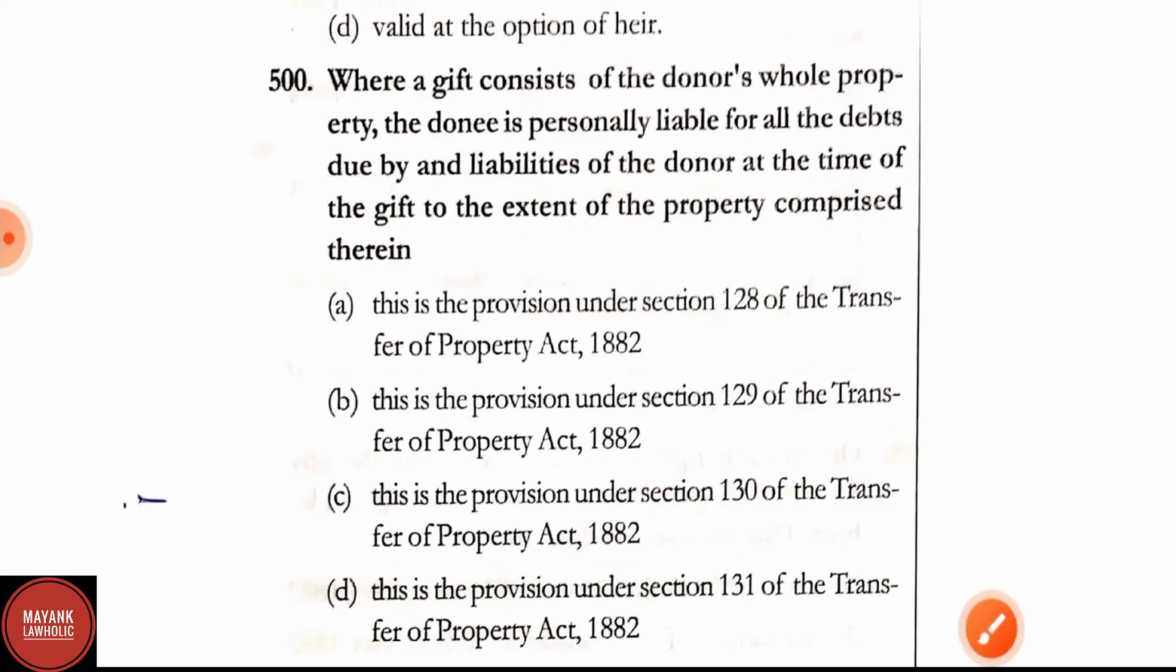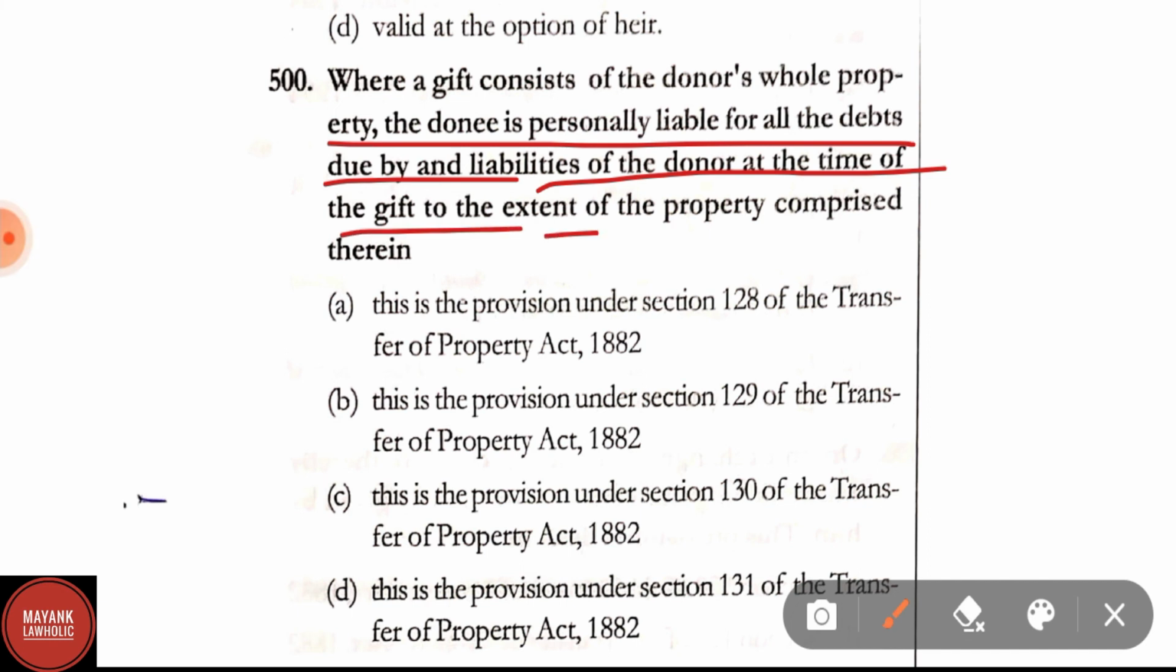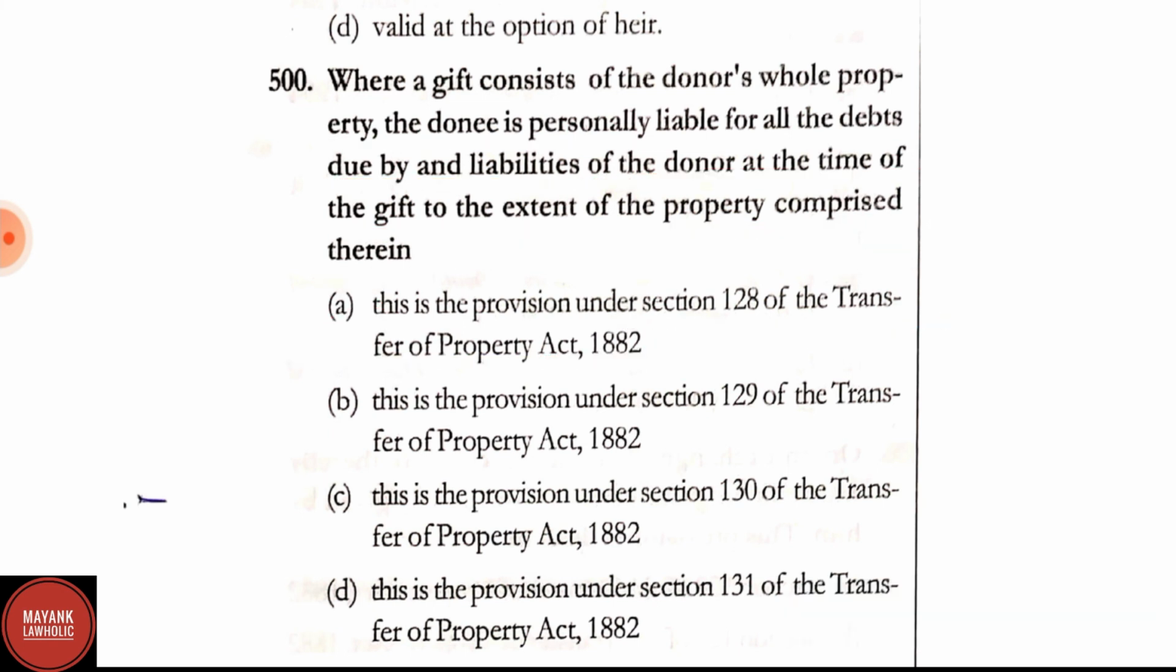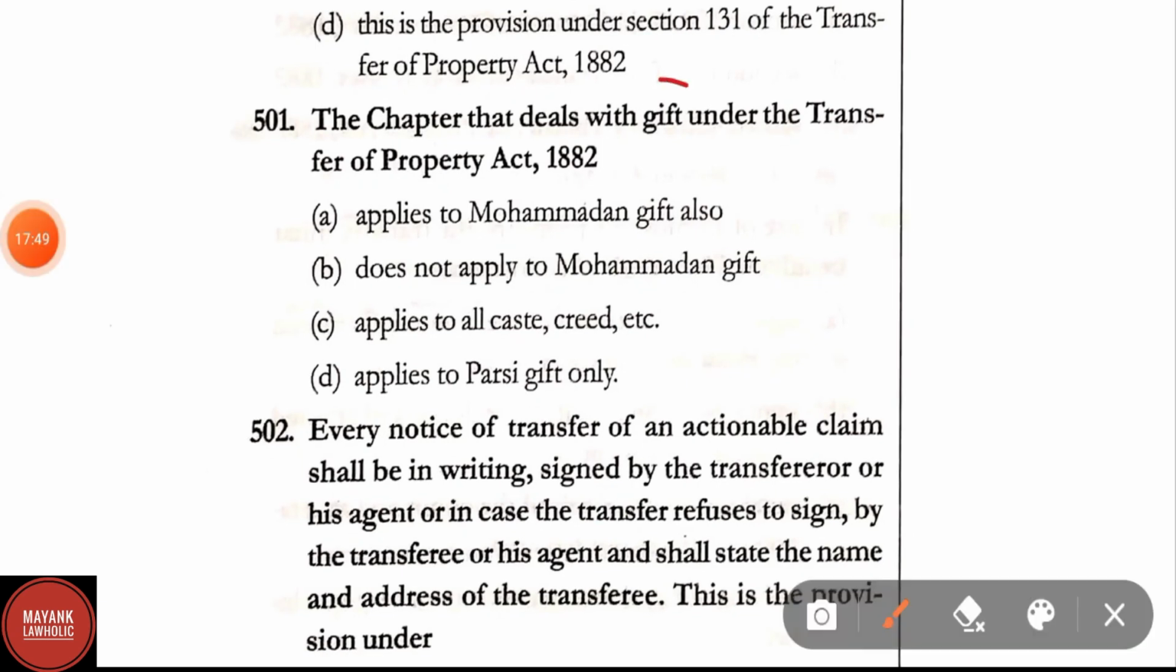Question number 500. Where the gift consists of donor's whole property, the donee is personally liable for all the debts due and liabilities of the donor at the time of the gift to the extent of the property comprised therein. Here correct answer is option A. This is the provision under section 128 of the TPA. Question number 501. This chapter deals with the gift under TPA. Option A applies to Mohammedan gifts also. Option B does not apply to Mohammedan gift, and option C applies to all caste, creed, etc. Option D applies to Parsi gift only.